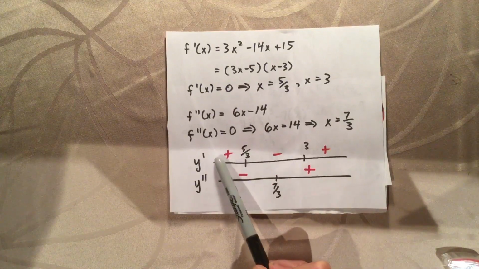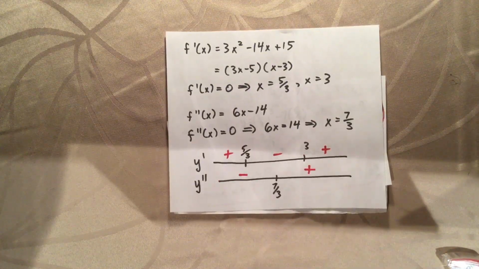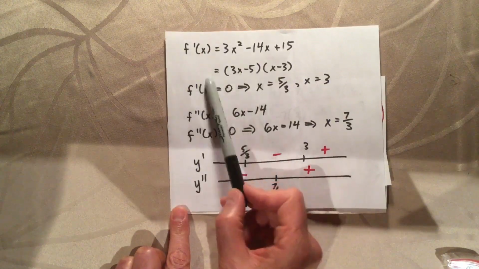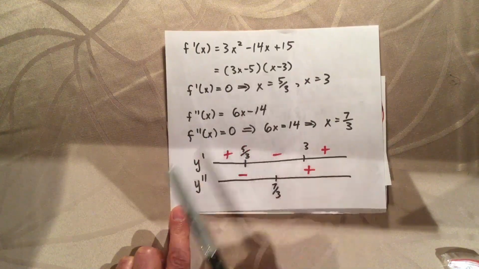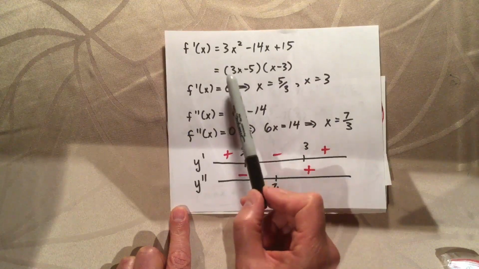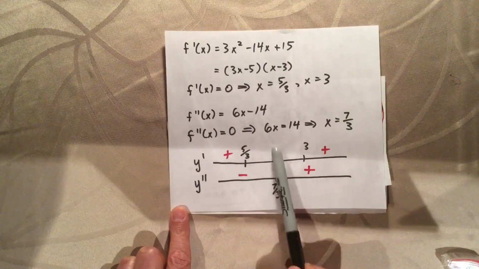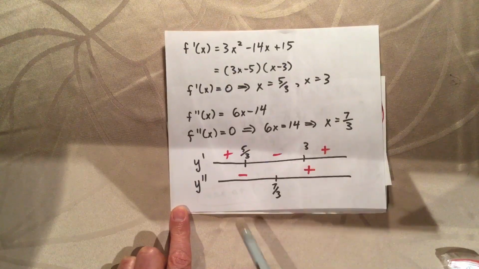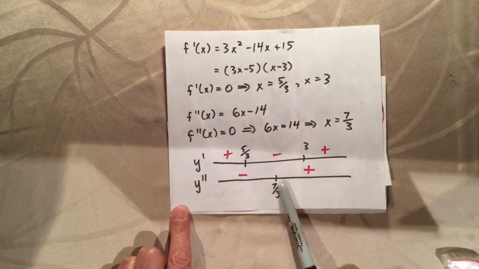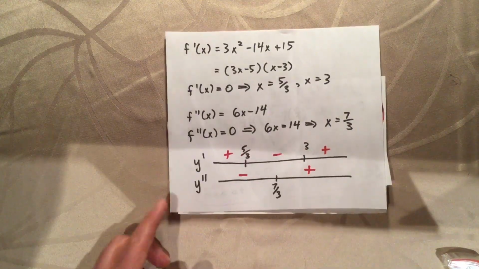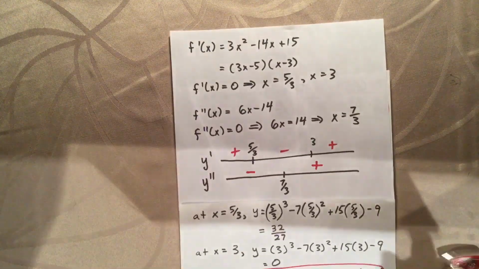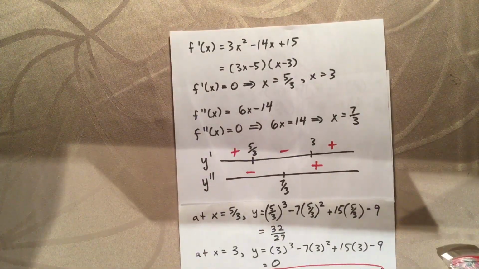So we can set our first derivative up here and our second derivative here, and we'll do our interval testing. Well, to the left of 5/3, both of these quantities are negative, making y prime positive. In between 5/3 and 3, this is positive, this is negative, and beyond 3, they're both positive. To the left of 7/3, this is a negative quantity, and to the right of 7/3, this is a positive quantity.